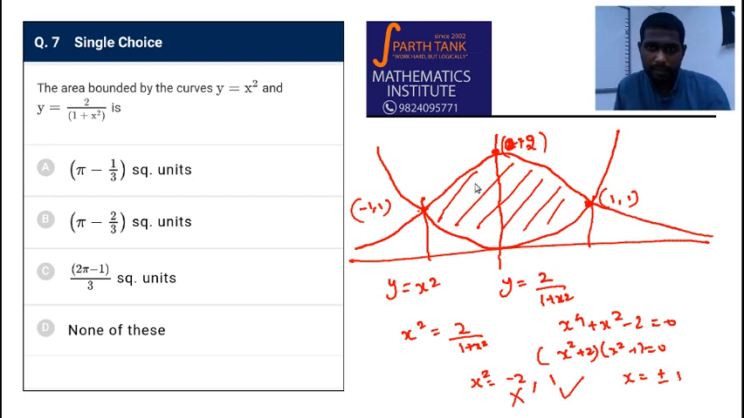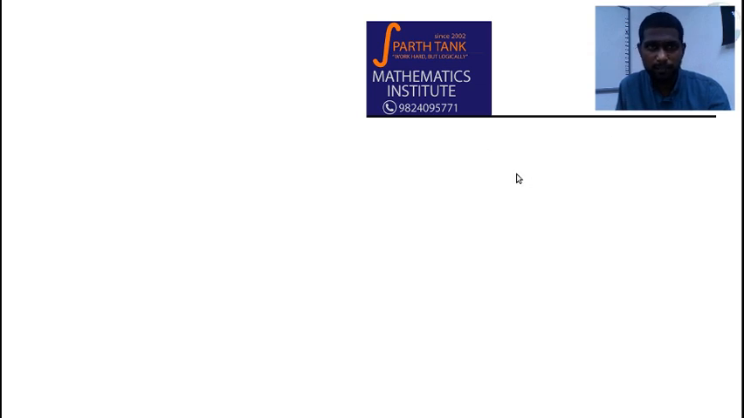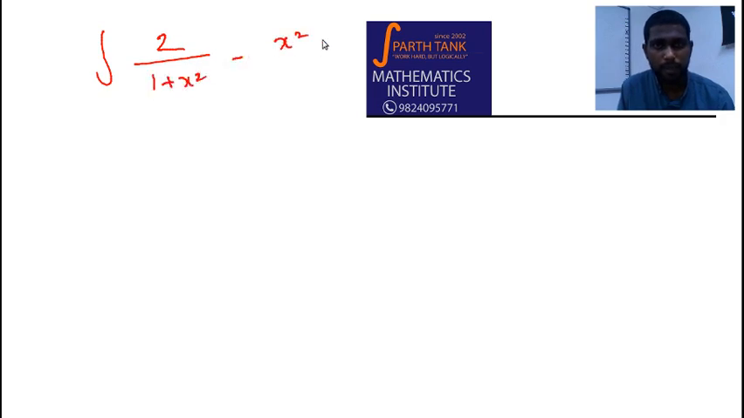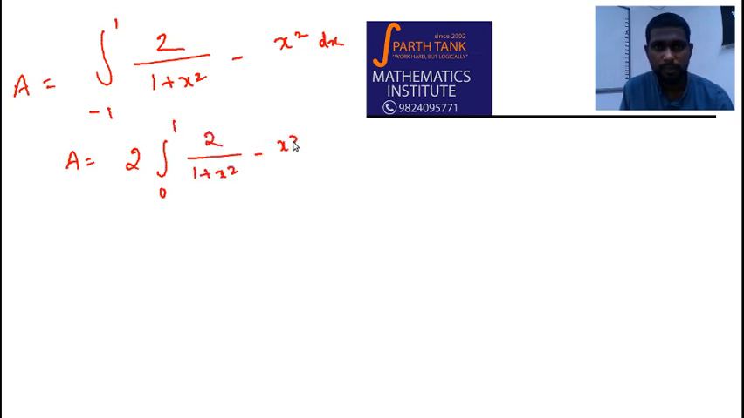So the answer is y of this function minus y of this function integrated from these two limits. That is integral of 2 by 1 plus x squared minus x squared dx from minus 1 to 1. This is the area. Now you see that both these functions are even functions. So from minus 1 to 1 can be written as 2 times the integral from 0 to 1 of 2 by 1 plus x squared minus x squared dx.